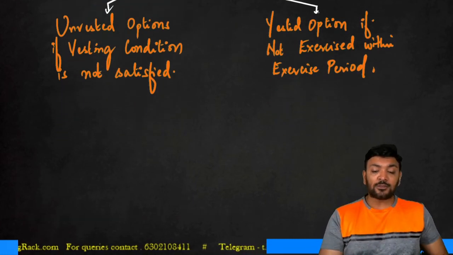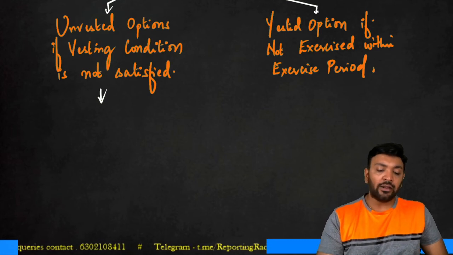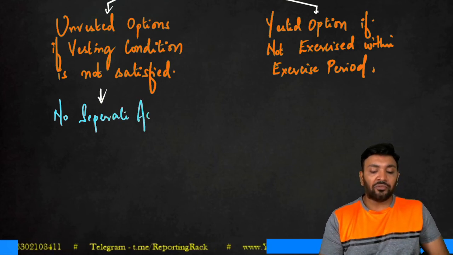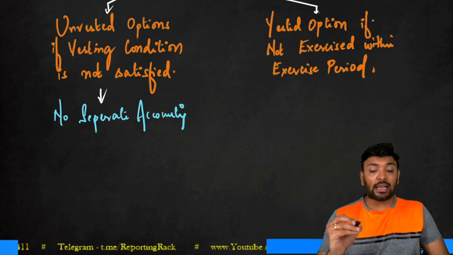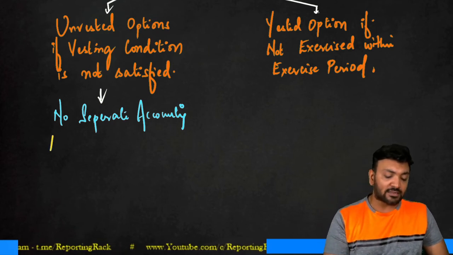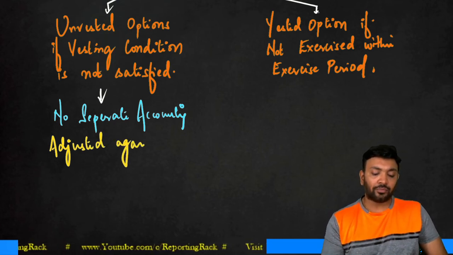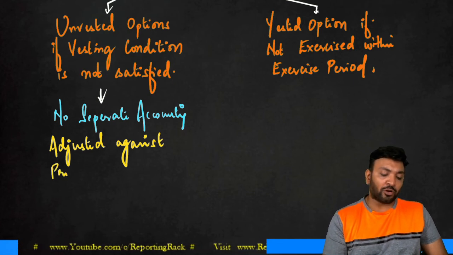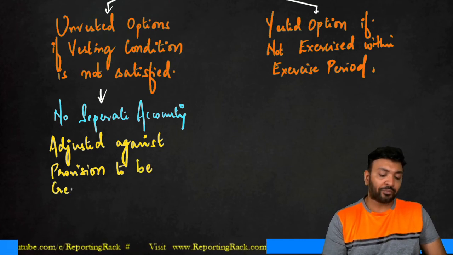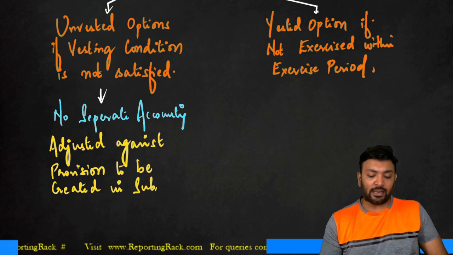If there is the first type of lapse, that is where the unvested options lapse when the vesting condition is not satisfied, here there is no separate accounting. Then what do you do? In this case, without doing a separate accounting, I will adjust it against the provision to be created in subsequent years.